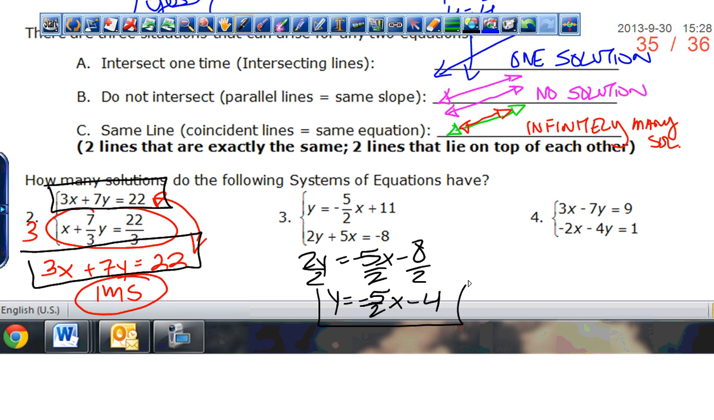So I got that equation, and I have my first equation. They're not the same. So that means they're not infinitely many. They are parallel because they have the same slope. So that would mean no solution.